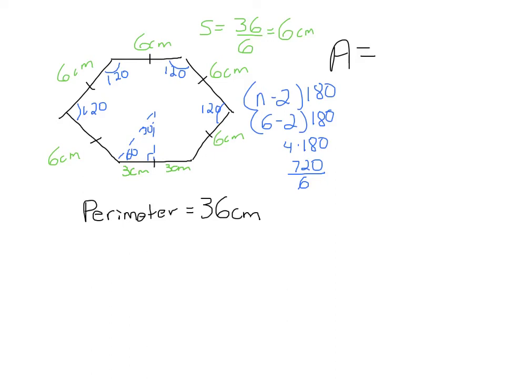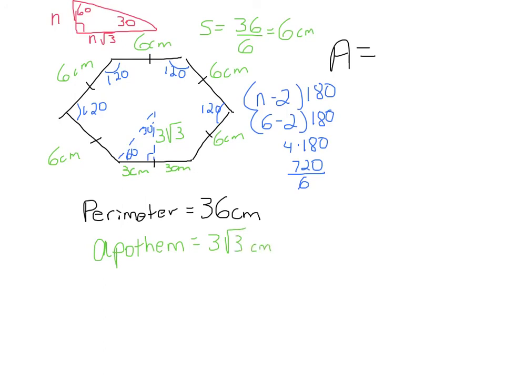If I review the properties of the 30, 60, 90, across from the 30 it's n, and across from the 60 is n square root of 3. Well, if the short leg is 3, then the long leg, which is this one, would be 3 times square root of 3. And that would be the apothem. So now that I have my two pieces of information, I can just put them into the formula.